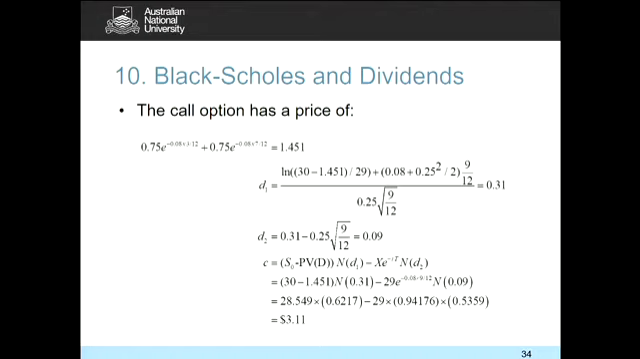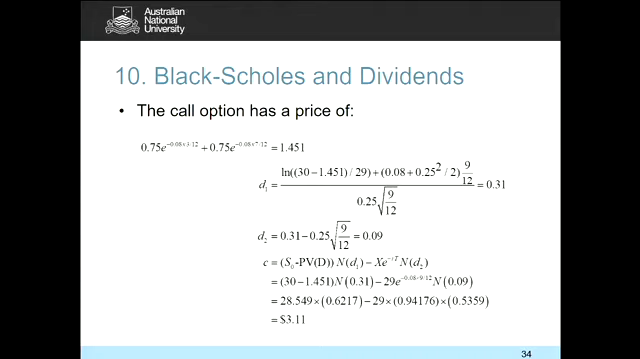So D1 becomes the natural log of the current spot price of $30 minus 1.451 divided by the exercise price of 29, plus risk-free of 8%, volatility of 25% squared divided by 2, times the life of the option, which is 9 months. Okay, so 9 on 12. Divided by volatility of 25% times the square root of the life of the option, 9 on 12, to give me 0.31, plus some other stuff, but you only look up the 0.31. D2, I should have the other stuff there, I didn't, I apologise. 0.31, extra stuff, minus volatility of 25% times square root of 9 on 12 gives me 0.09.